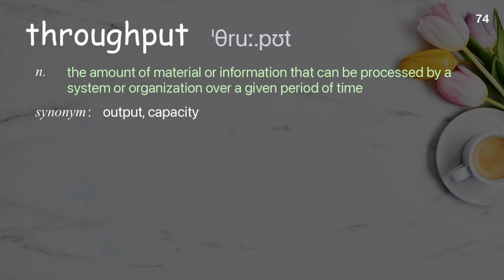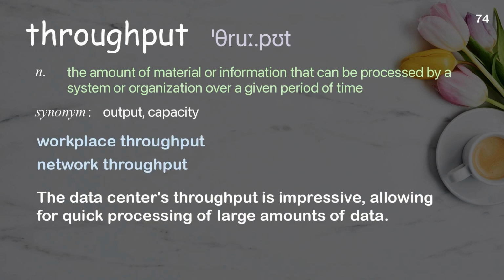Throughput. The amount of material or information that can be processed by a system or organization over a given period of time. Examples: Workplace throughput. Network throughput. The data center's throughput is impressive, allowing for quick processing of large amounts of data.